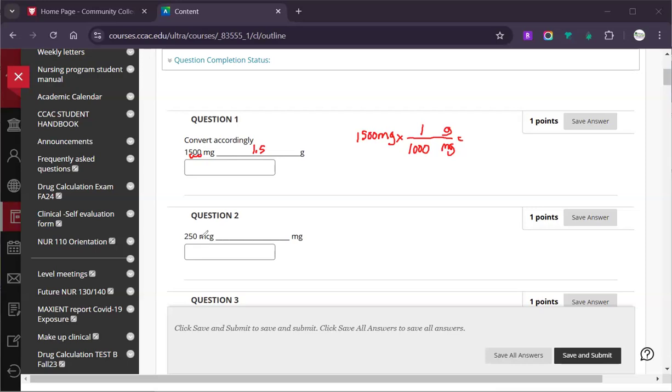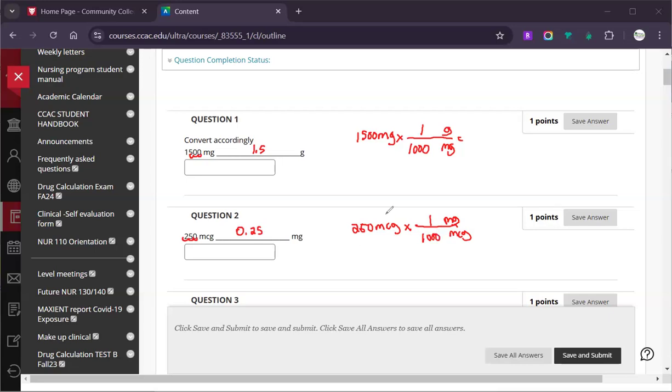Same thing here. When I'm going from micrograms to milligrams, I'm going to move my decimal 3 to the left, and I want to make sure I have my leading 0.25, and then that's my answer. Same setup here, 250 micrograms times, we don't want micrograms, we want milligrams, and 1 milligram is equal to 1,000 micrograms.